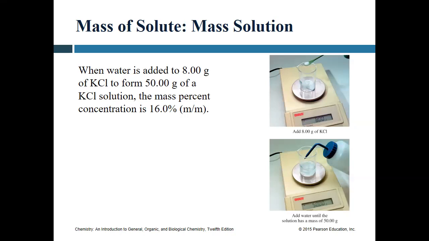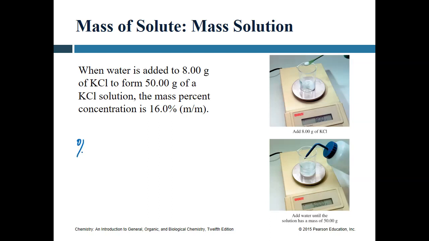So, an example. When water is added to 8 grams of potassium chloride to form 50 grams of a potassium chloride solution, the mass percent concentration is 16.0%. How did we get that?